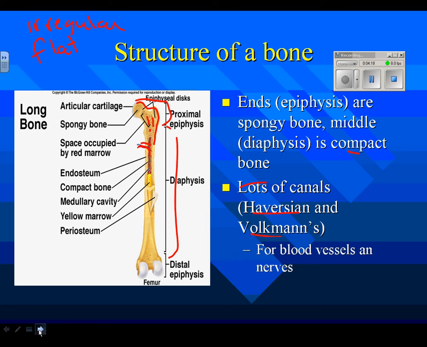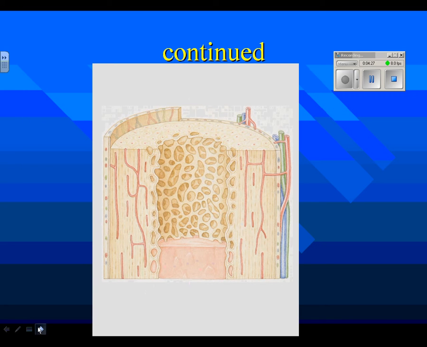Also, if bone marrow is making blood cells, there has to be a way for blood to get out. And so you need blood vessels to go in there. And on the next slide is a very blown up picture of the inside of a compact bone with these canals running through it for blood vessels and nerves, blood vessels coming in, and then just a quick view of what the inside of a bone would look like if you could see it.